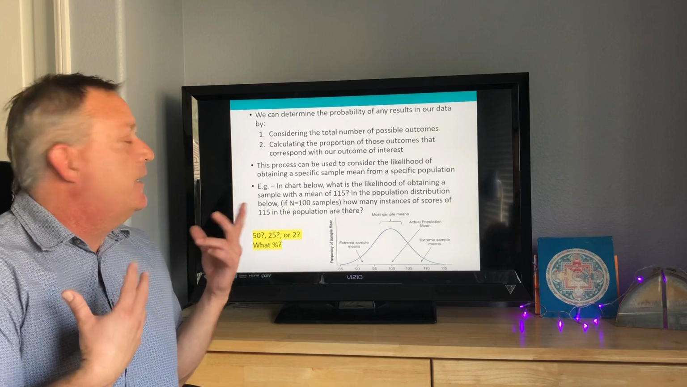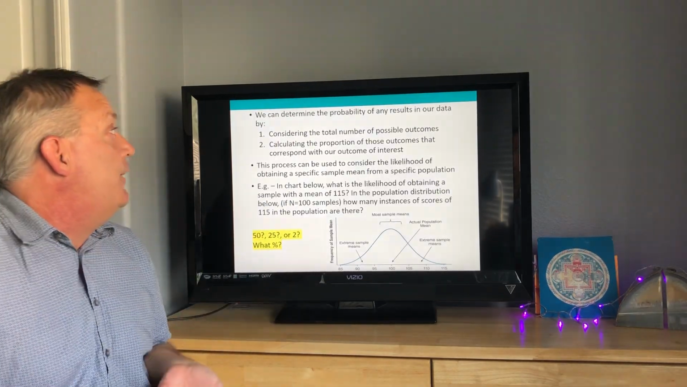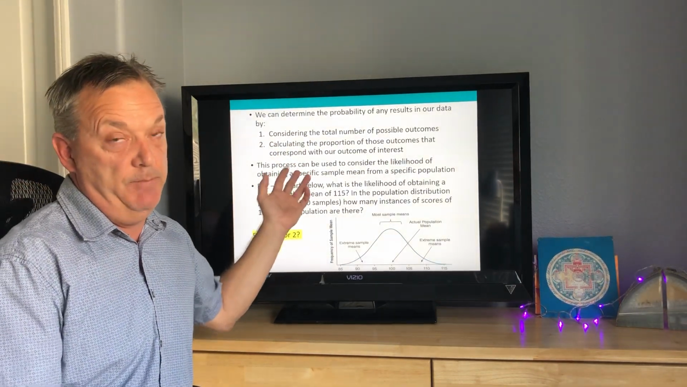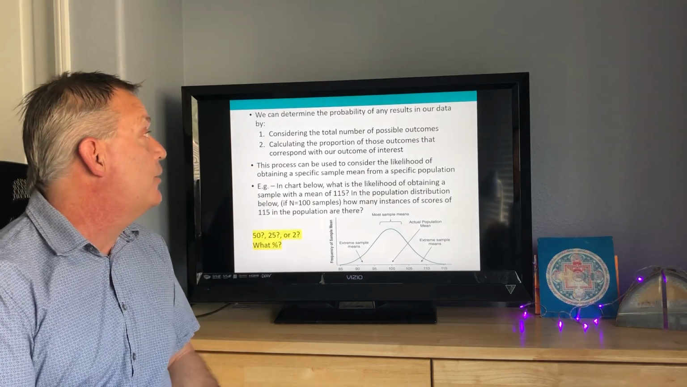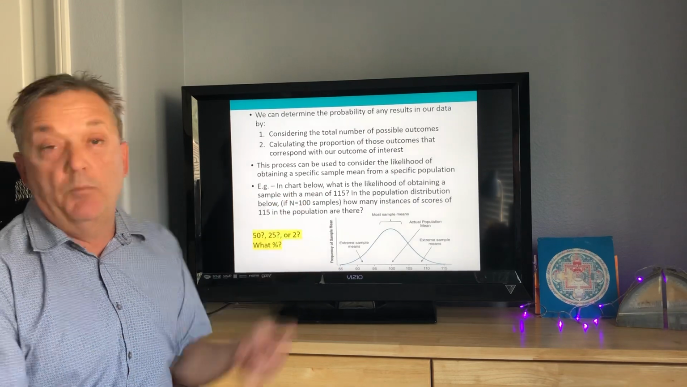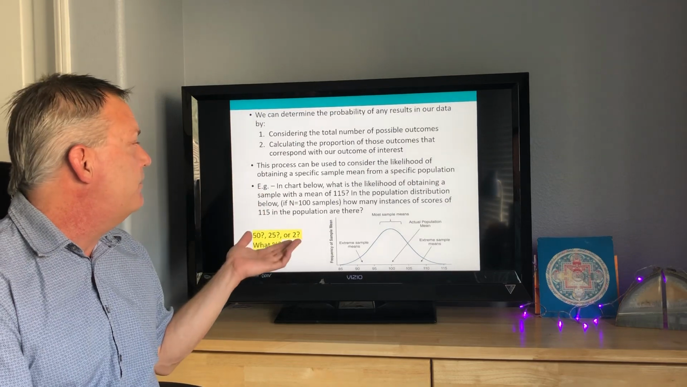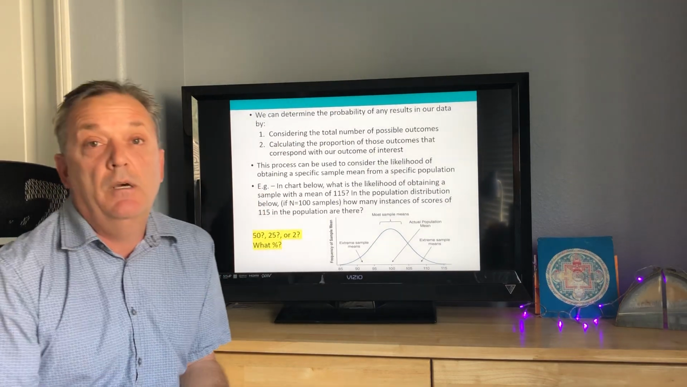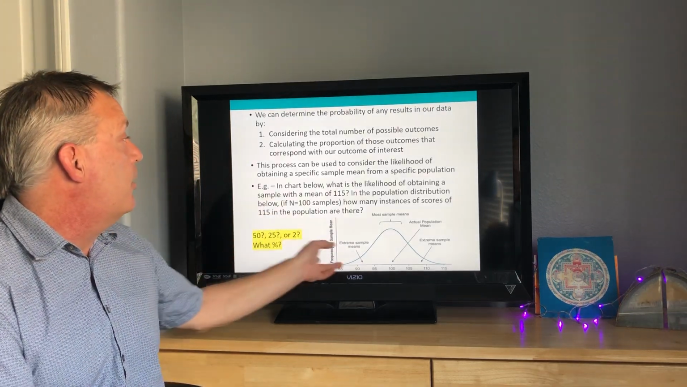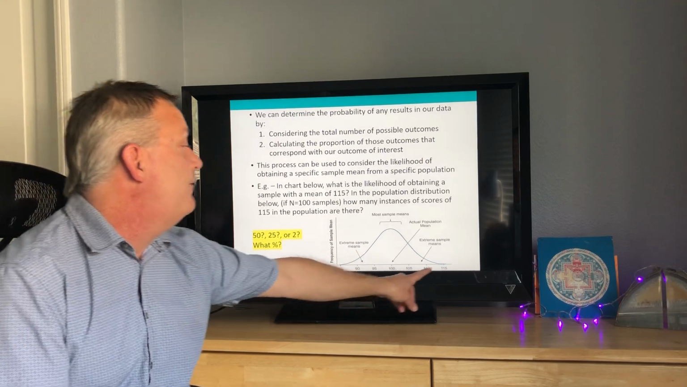Why is that important? Because you'll see that we use this in statistics quite often. We can determine the probability of any results in our data by doing the same thing we're talking about with the tossing of the coin: considering the total number of possible outcomes and then calculating the proportion of those outcomes that correspond with our outcome of interest. This process can be used to consider the likelihood of obtaining a specific sample mean from a specific population. For example, in the chart below, what is the likelihood of obtaining a sample with a mean of 115?